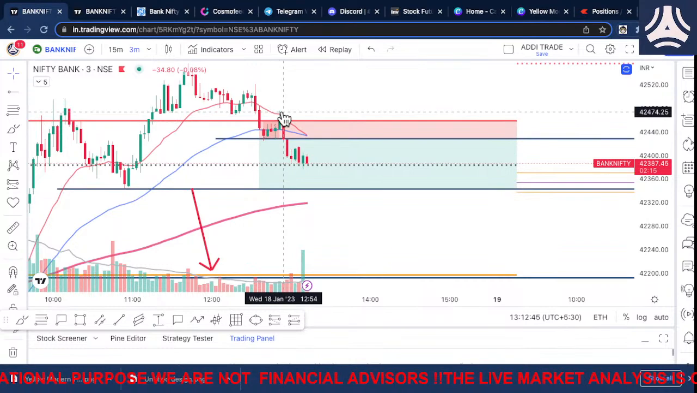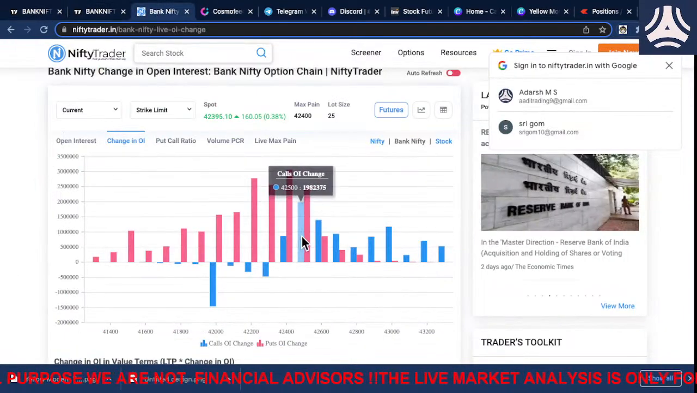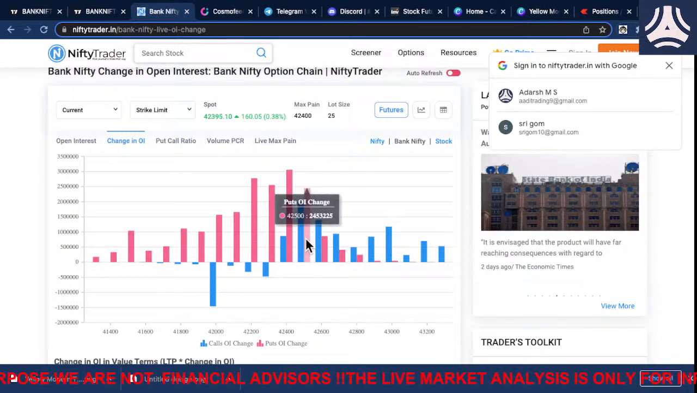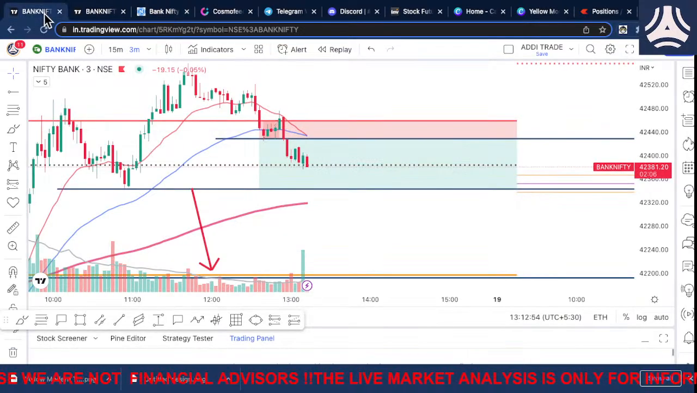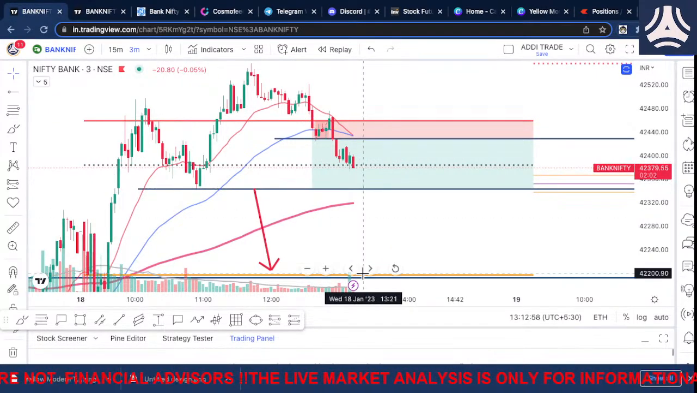One is we closed below the 20 MA and we closed below R1, and in the OI data there was some shedding, though not significant. So that's the reason. The first target is this. If this breaks, we could fall further.